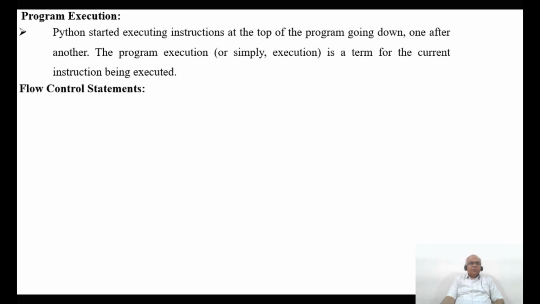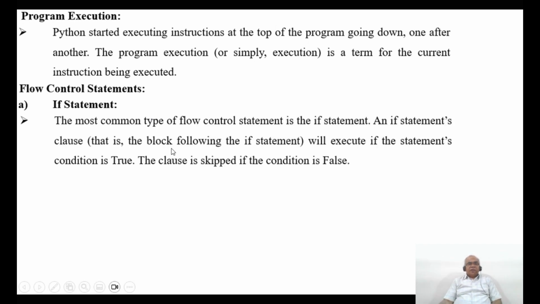Now, in this video, we are going to take up flow control statements in Python programming. First, we are going to consider the if statement. The most common type of flow control statement is the if statement. An if statement's clause will execute if the if statement's condition is true. The clause is skipped if the condition becomes false.